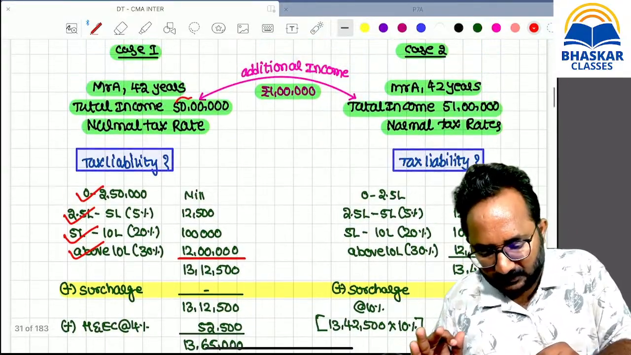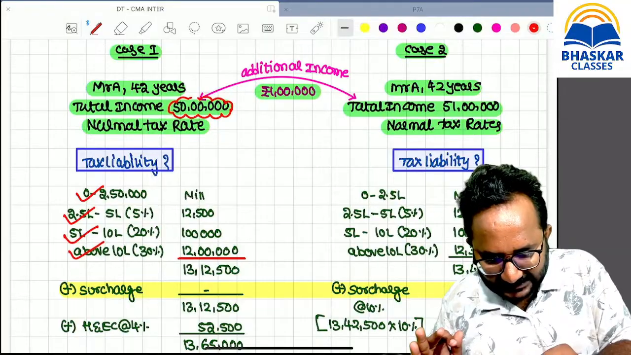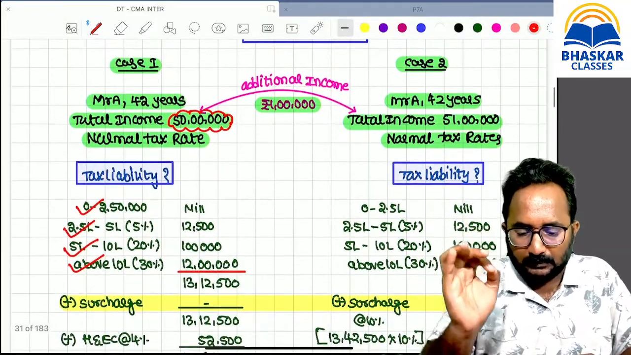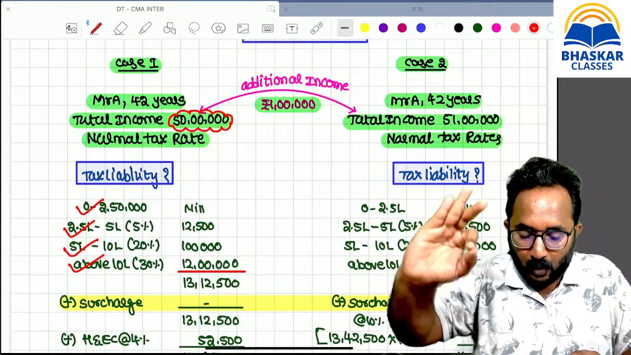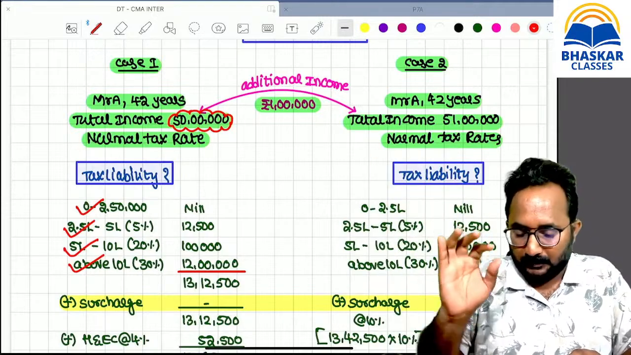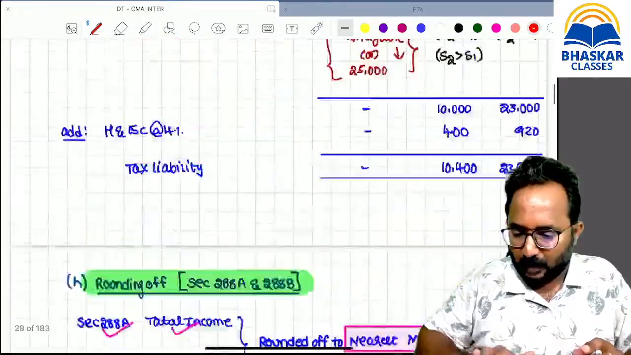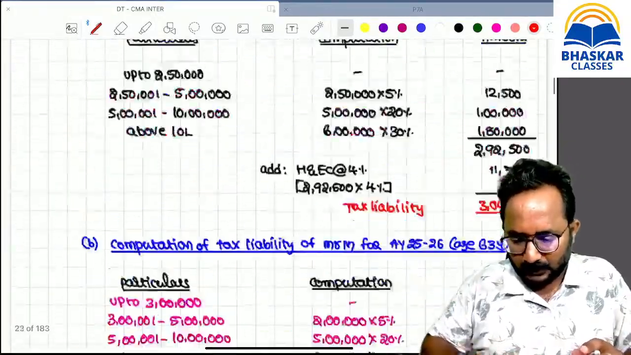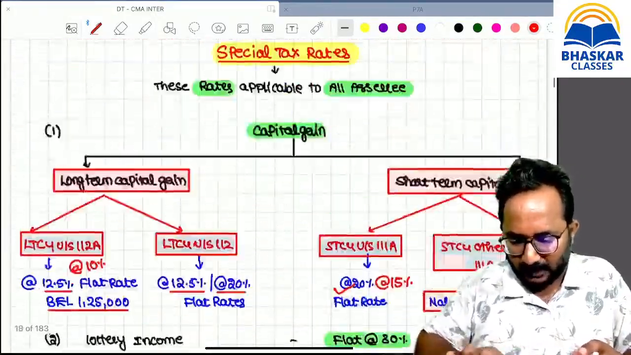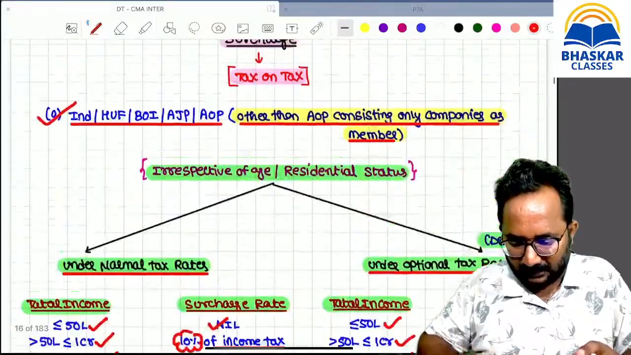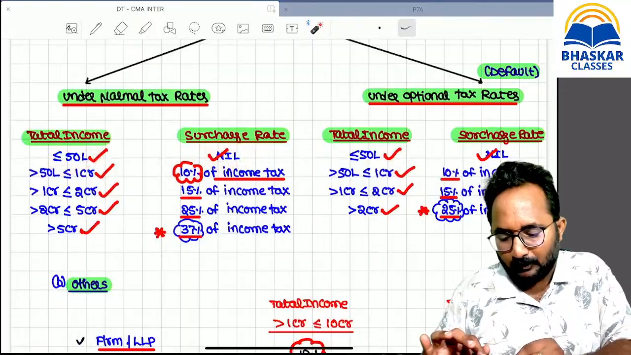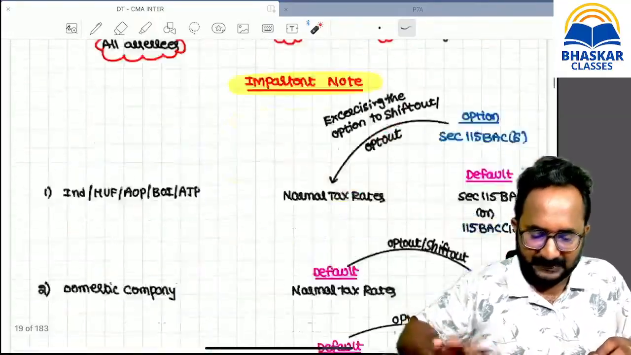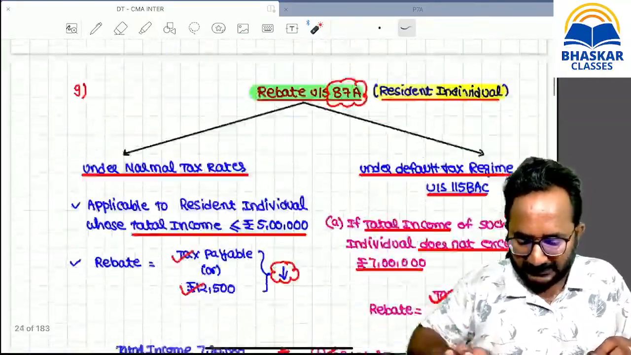The income tax liability itself is 13 lakh 12,500. Here total income is 50 lakh, so no need to add surcharge. Remember, under the normal tax rate, if the total income is less than or equal to 50 lakh, no need to pay surcharge. Here it is exactly 50 lakh, that's why no need to apply surcharge. Only for more than 50 lakh is there surcharge.